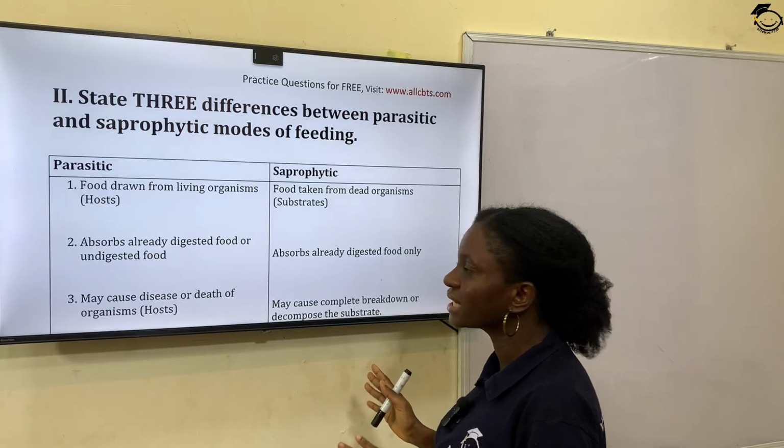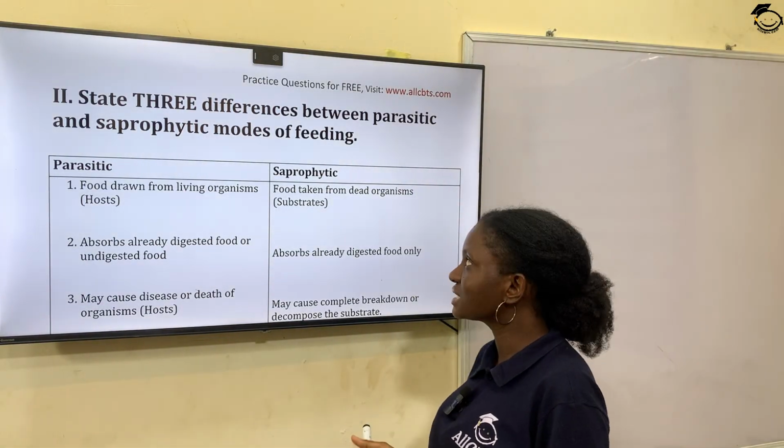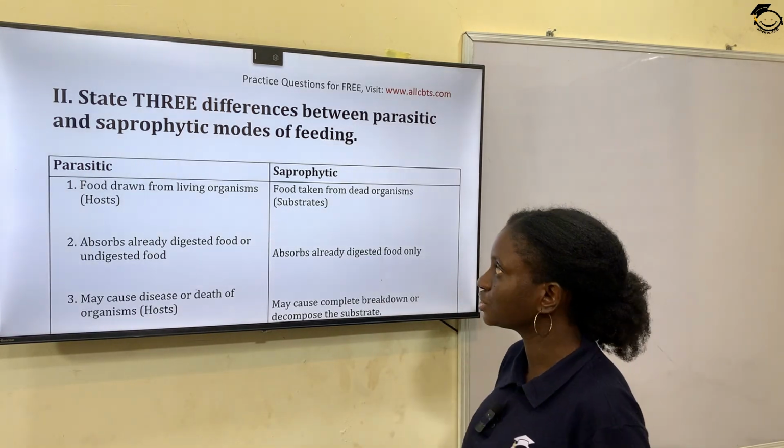So these are the 3 key differences between parasitic and saprophytic modes of nutrition.